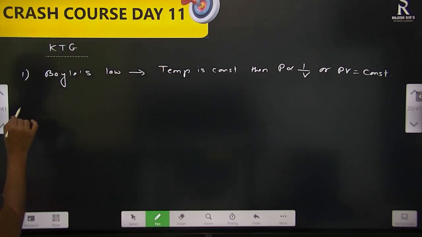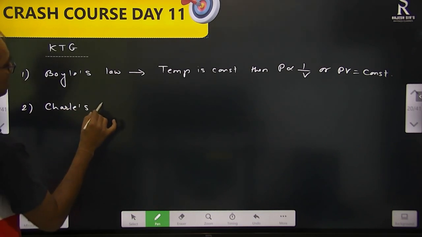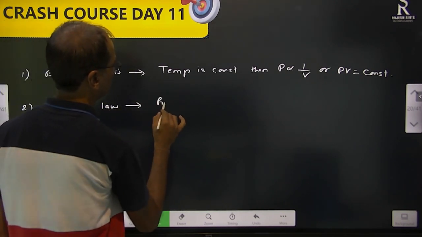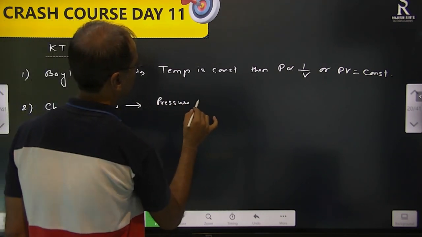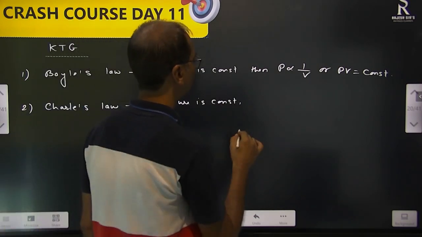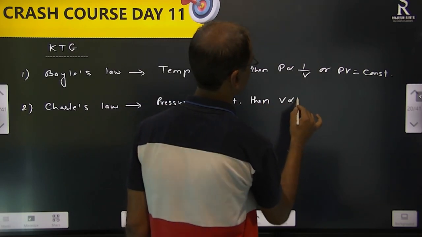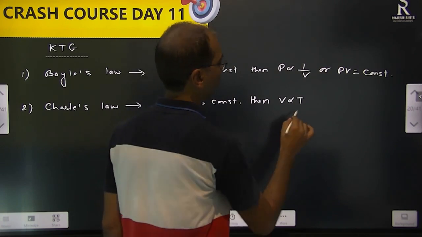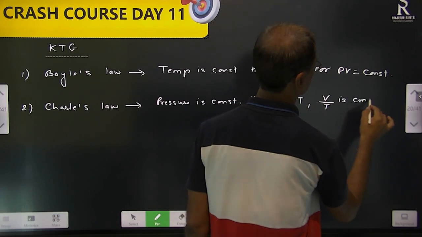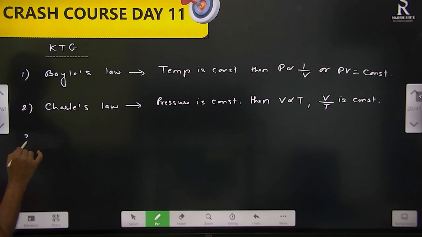Okay. Second law, Charles' law says pressure is constant. Then volume is directly proportional to temperature, or V by T is constant. Then Gay-Lussac's law, what does it say?